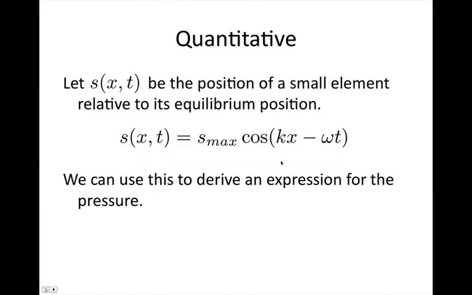So quantitatively, remember we had our piston moving in and out with simple harmonic motion. So let s(x,t) be the position of a small element relative to the equilibrium position. So this is talking about a little bit of gas. So s(x,t), the position relative to equilibrium, is equal to s max cos(kx minus omega t). So it's moving back and forth around its equilibrium position with simple harmonic motion. And we can use this to derive an expression for pressure.